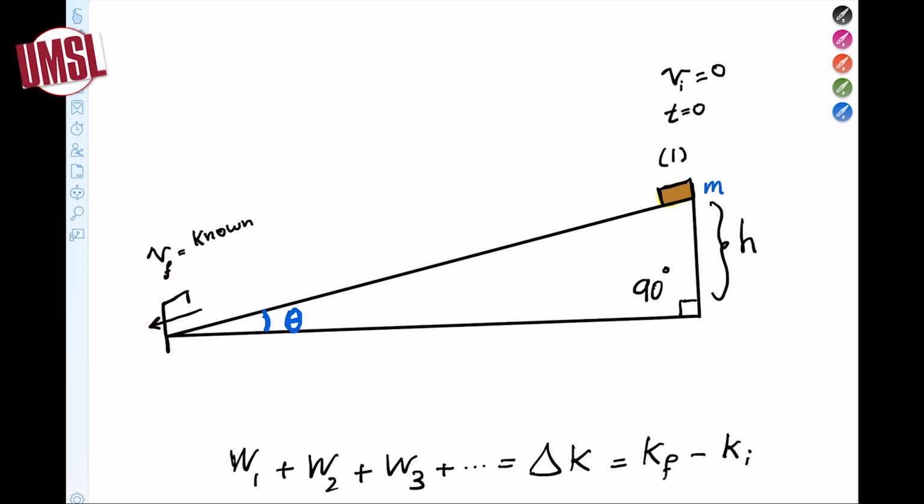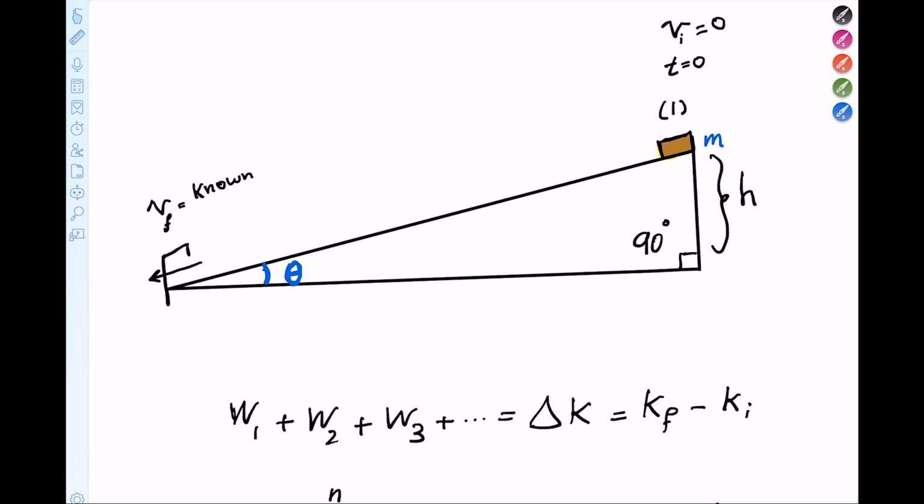Initially, we let the glider glide down without any push. So this initial kinetic energy is 0. Remember, kinetic energy was half m v squared. Initial kinetic energy is half m v_i squared, so if there's no v_i, then there's no initial kinetic energy. At the final point, when it passes through the photo gate, we already know the velocity because the computer is giving us the velocity using the photo gate.